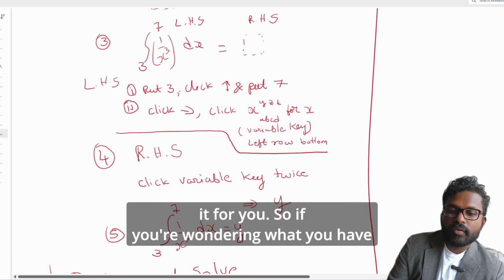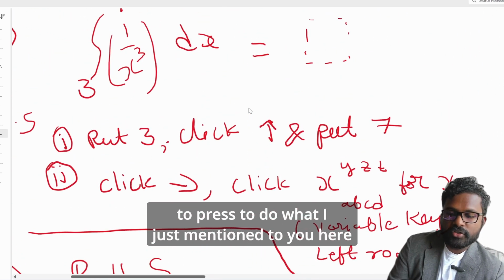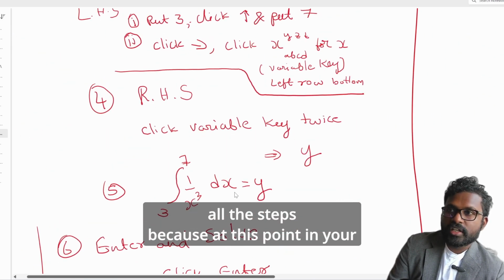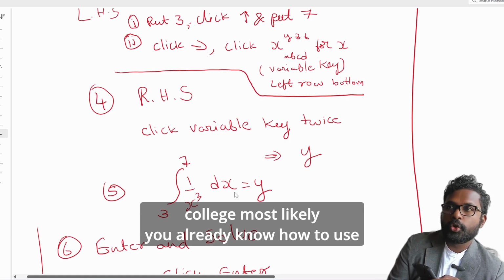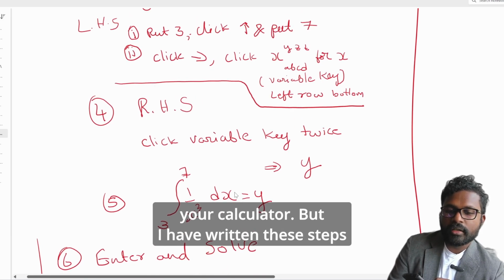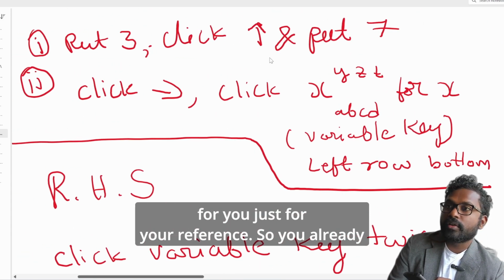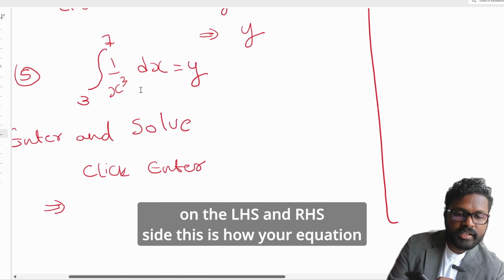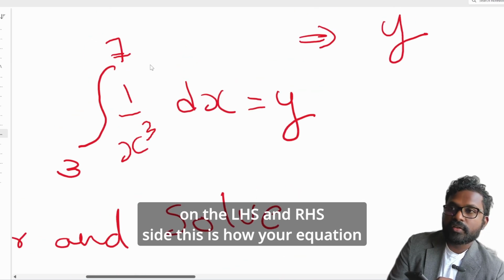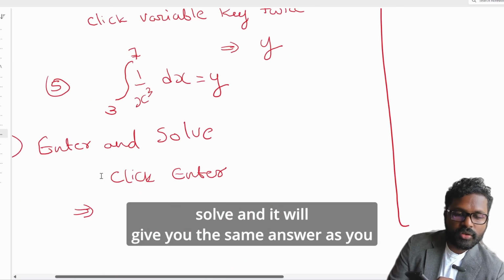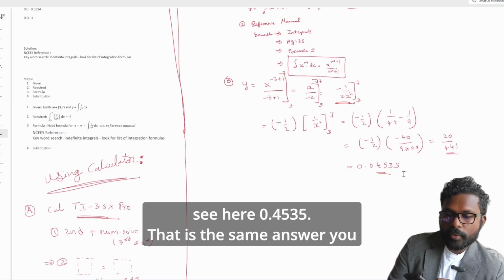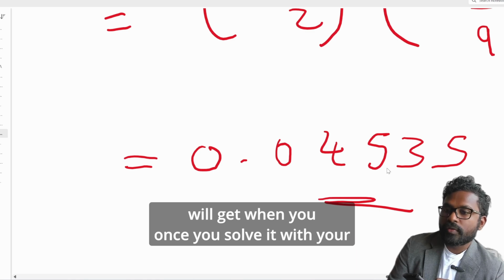If you're wondering what you have to press to do what I just mentioned, here are the steps for you. I won't walk you through all the steps because at this point in your college, most likely you already know how to use your calculator, but I have written these steps just for your reference. Once you put everything on the LHS and RHS, this is how your equation will look on the calculator. You click enter and solve, and it will give you the same answer as you see here, 0.4535. That is the same answer you will get once you solve it with your calculator.